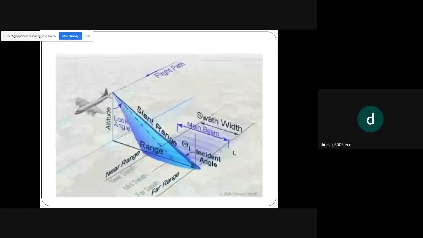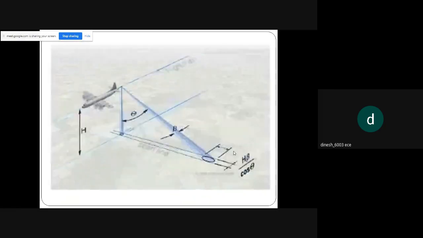This is what we had already seen: the flight path, the slant range, the ground range, the altitude, look angle, swath width, main beam, incident angle, near region and the far region. How to look in the near region, we look at the near swath, and at the far region it will look as your far swath, and in between that is your mid swath. This is how scanning occurs.